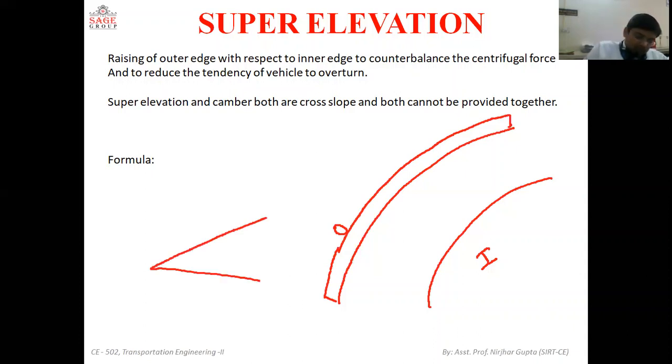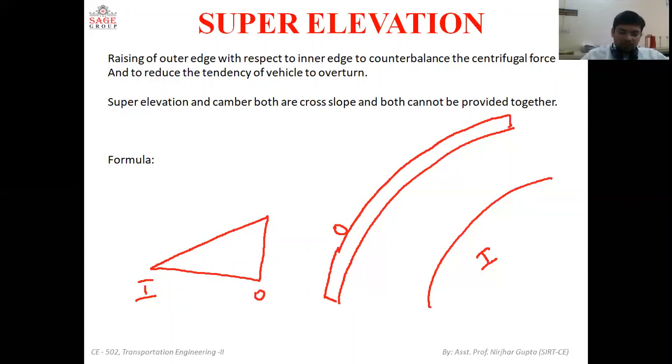We get a slope such that this is the outer and this is the inner, and we can reduce the overturning of the vehicle by simply providing the super elevation. We have to keep one thing in mind: the super elevation and the cross slope, that is the camber, cannot be provided together. On a straight road we provide the camber, and as we approach the turns or curves, we provide the super elevation.